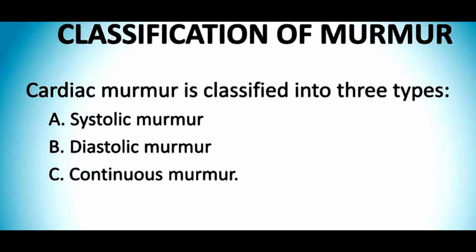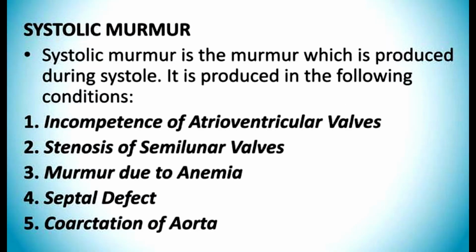So how do we classify murmur? We can classify the cardiac murmur into three types: systolic murmur, diastolic murmur, or the continuous murmur. What is systolic murmur? Systolic murmur is the murmur that is produced during the systole. What are the conditions in which systolic murmur is seen?